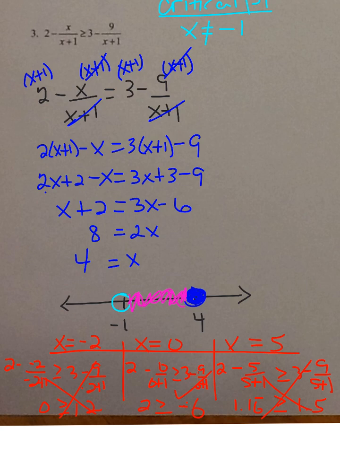So that's my graphical solution, and my solution written using interval notation would be negative 1, comma, to 4, inclusive. So use a bracket. Okay, so that's it, and we'll practice in class tomorrow.